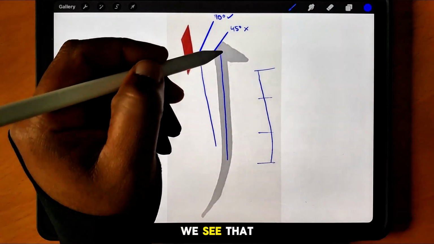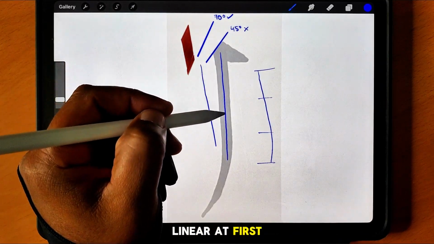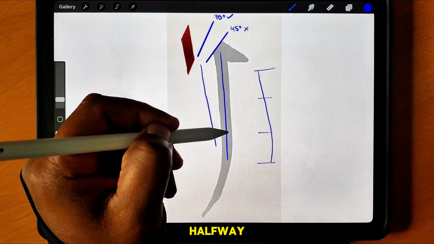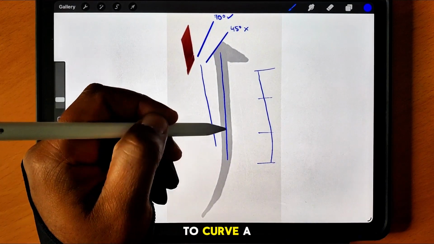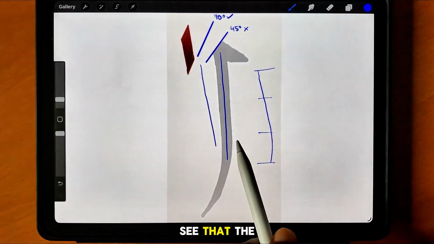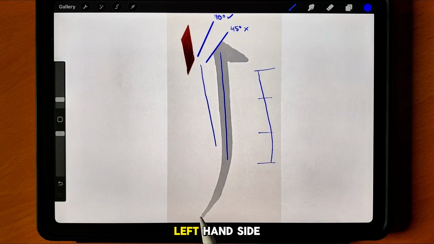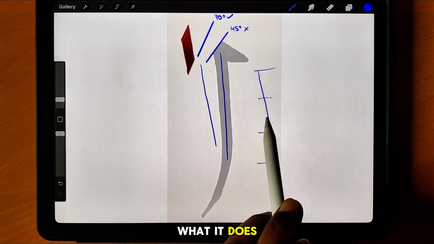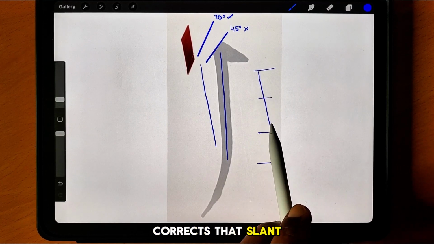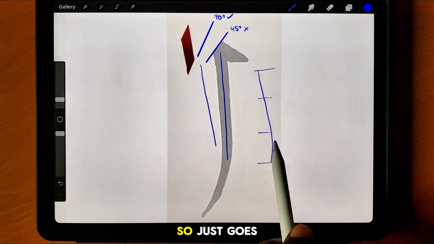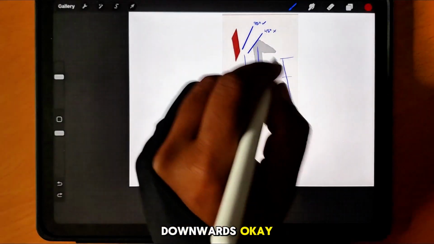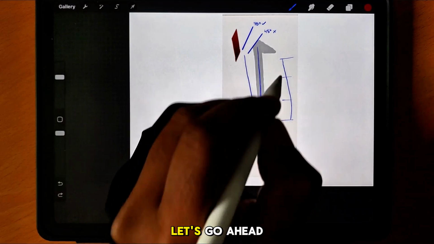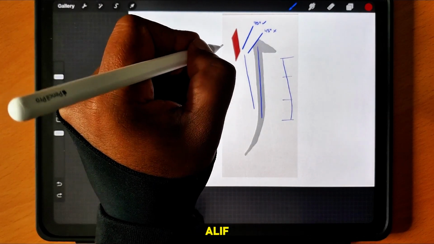So over here we see that the alif is linear at first, but it's only linear for about halfway and then it starts to curve. So it starts to curve a little bit too soon. And we also see that the alif is curving towards the left-hand side, and the alif never really goes towards the left. What it does is that it corrects that slant and becomes sort of vertical, so it just goes downwards.